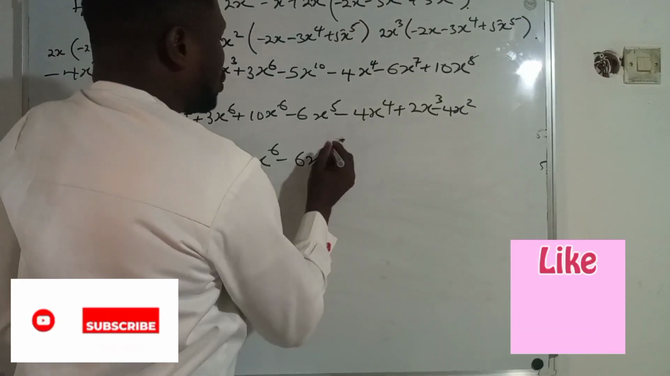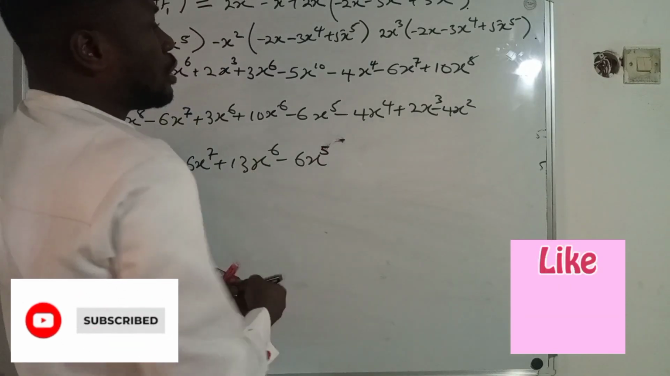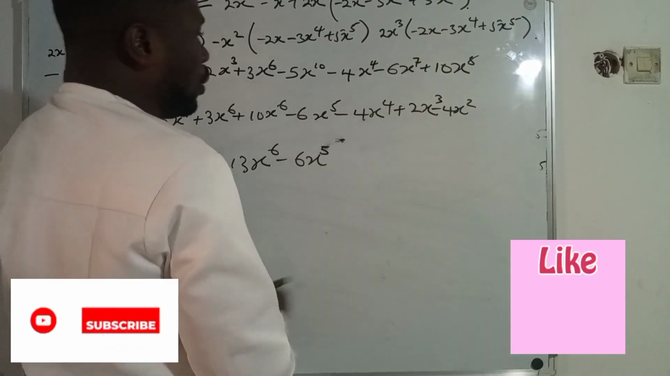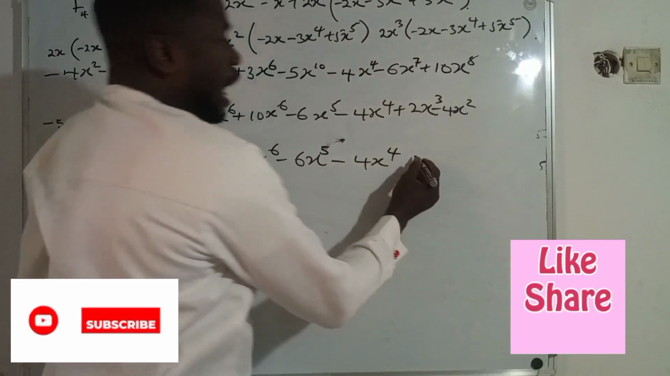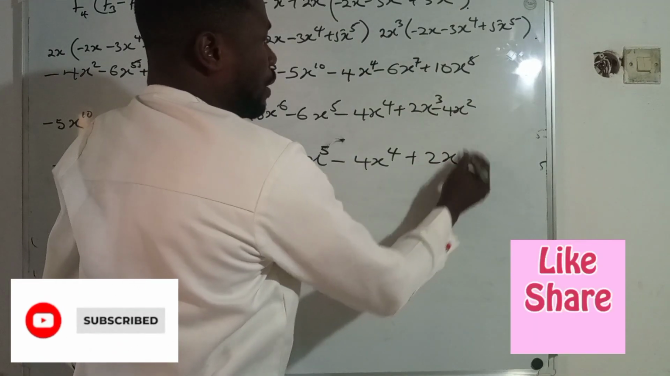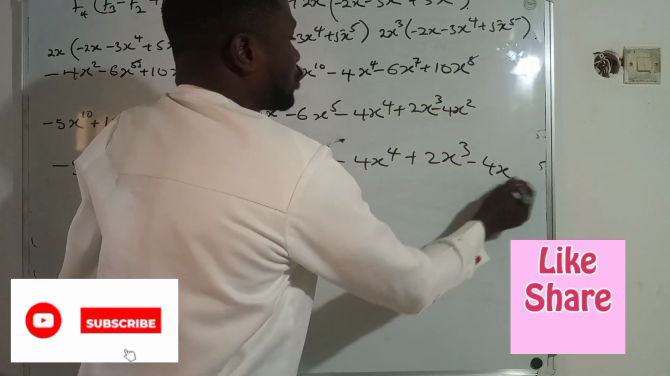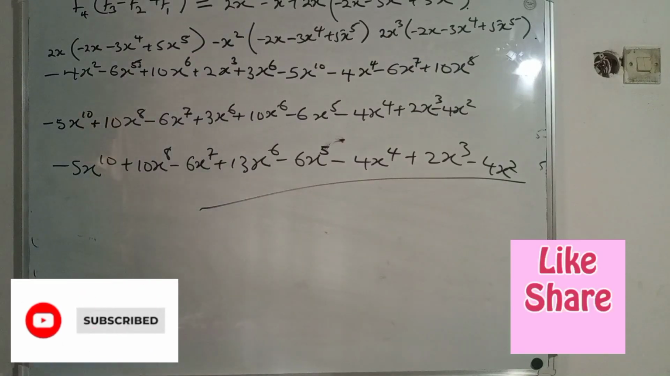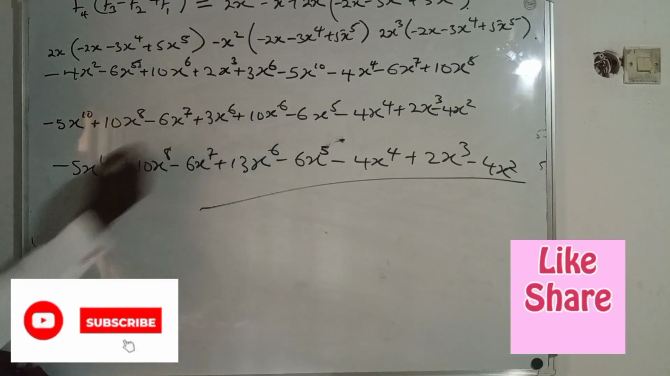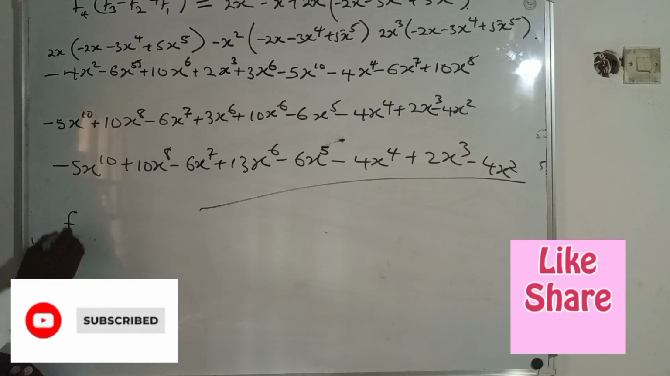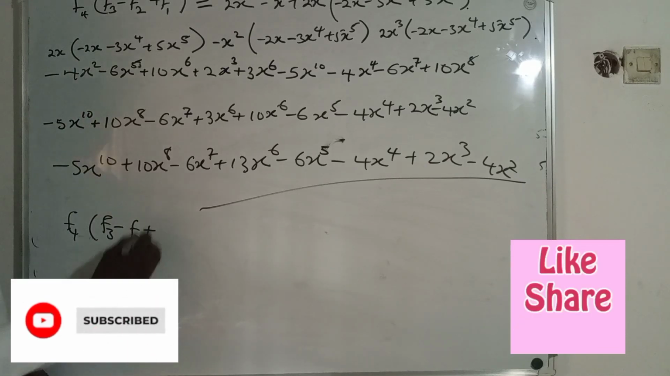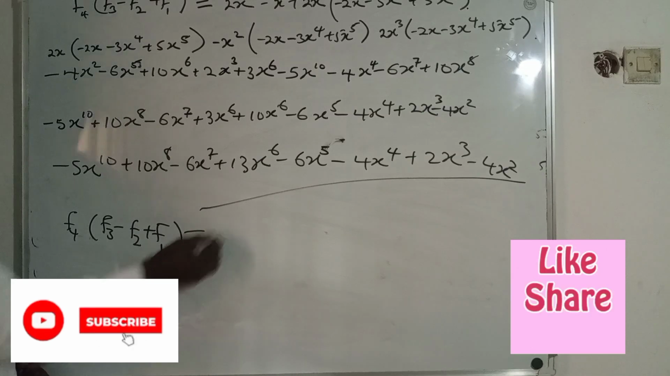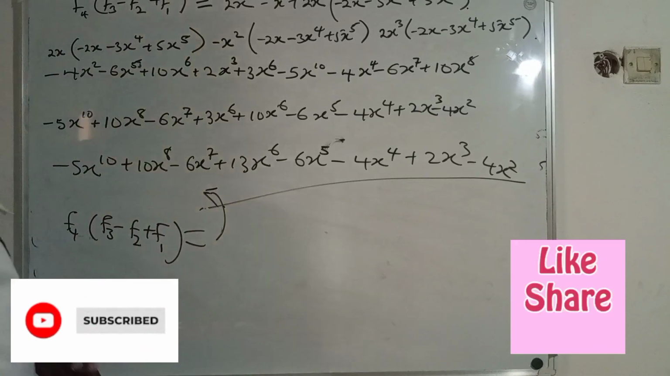Then we come to x raised to power 4. X raised to power 4 is equally alone. This is minus 4x raised to power 4. Then we have here plus 2x raised to power 3 minus 4x raised to power 2. So this is the final answer. And this is what we call F4 into F3 minus F2 plus F1 is equal to this.